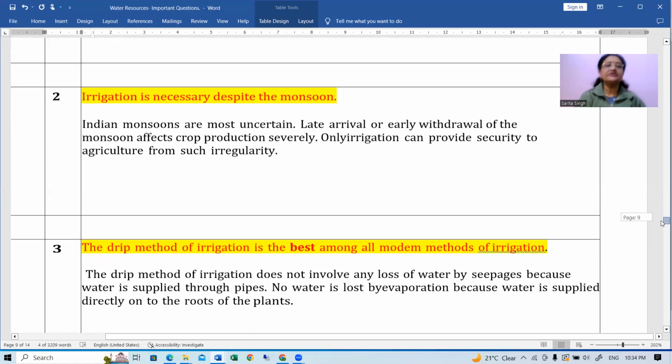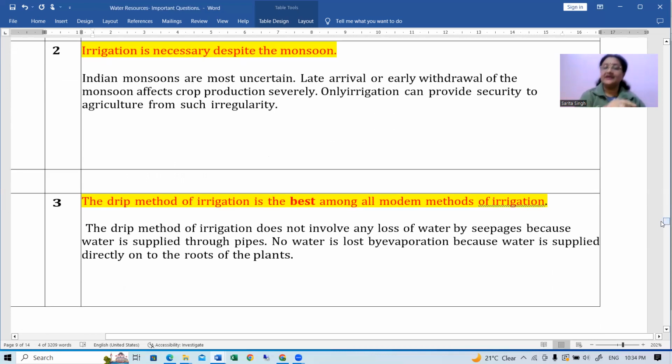Next, irrigation is necessary despite the monsoons. This is again one important question for you. Indian monsoons are most uncertain, unreliable, and unpredictable. When it comes, which area is going to get rains, which area is going to get less rain or more rain, is totally uncertain. For what period it is going to cause rainfall in any region is again totally unpredictable, as is the amount of rainfall.